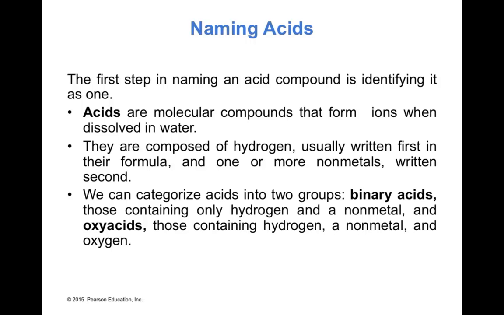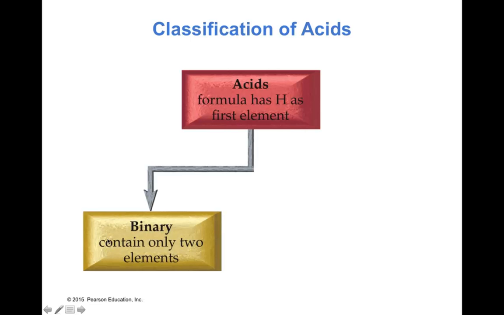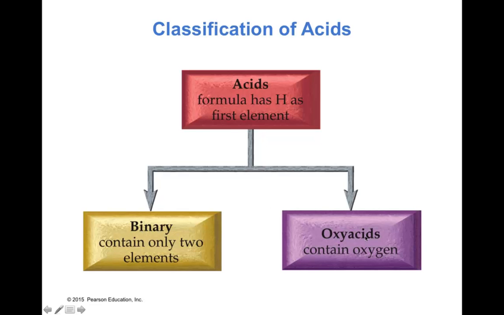For now, we can categorize acids into two groups: the binary acids, those containing only hydrogen and a nonmetal, and the oxyacids, those containing hydrogen, a nonmetal, and oxygen. So an acid formula has H as the first element, as I mentioned before. We have binary acids that contain only two elements, or we can have the oxyacids that contain two elements and also oxygen.